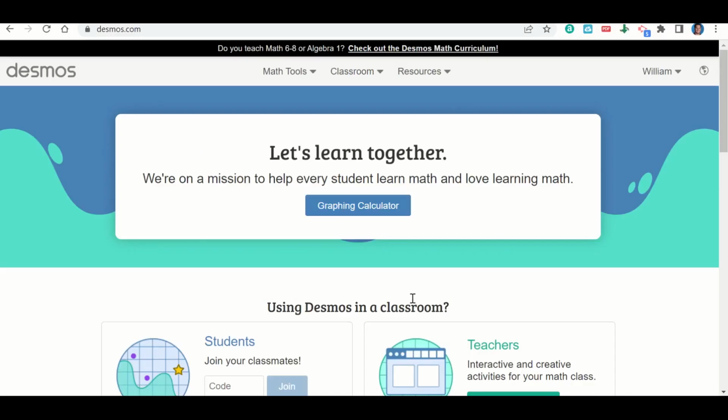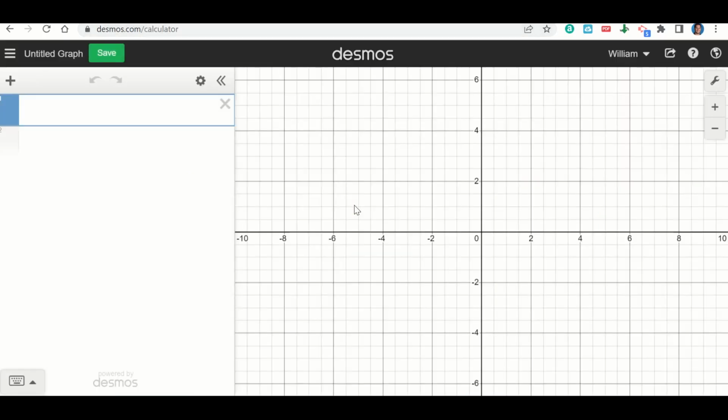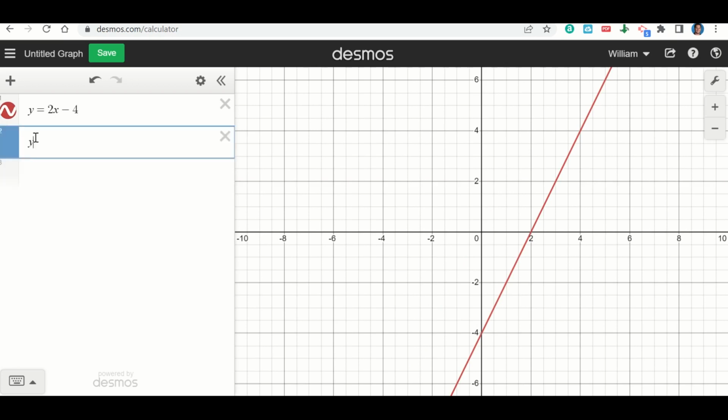Let's talk now about how we can use Desmos to check our work when dealing with systems of linear equations. So first thing we're going to do is go to desmos.com, which is here, and we're going to click on Graphing Calculator. Now, this allows us to type in our equations over here. So let's go ahead and put in an equation. So let's say it's y equals 2x minus 4. So there's our first equation. Now we're going to type in our second equation. So we're going to go to the line below it, and let's say it's y equals negative 2x plus 4.